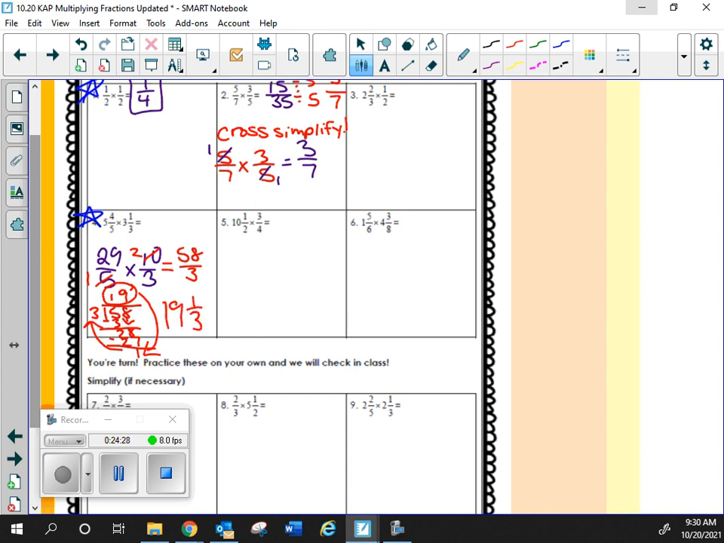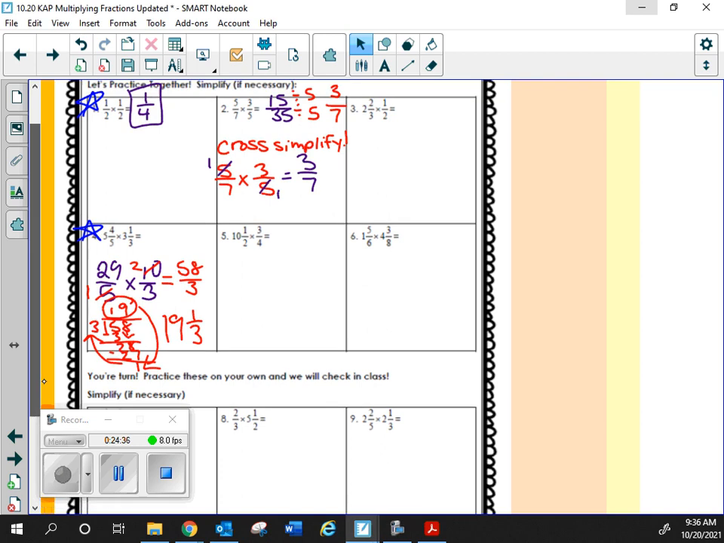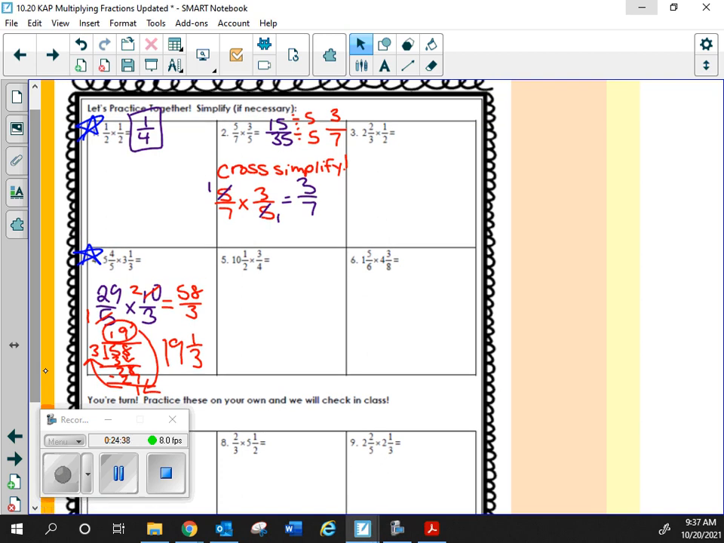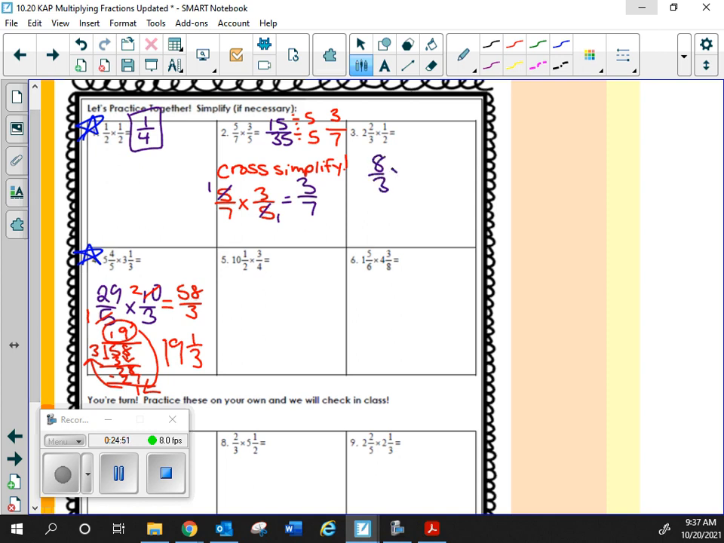Digest, process. Are we good with that? All right, finish the page. All right, let's look at it. Number 3, can you help me out, June? 8/3 times 1/2. Very good.